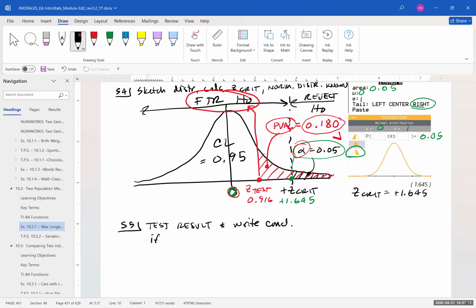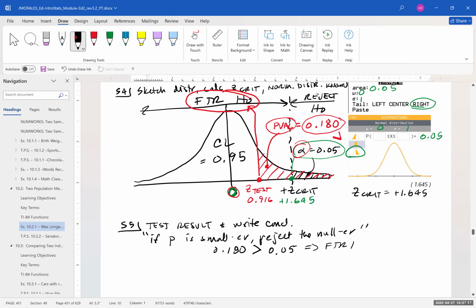And the rule is if p is smaller, then you reject the null. Okay, we got a p-value of 0.180. We have a significance level of 0.05. Okay, the p-value is definitely greater. So that means we're not going to reject the null. We're going to fail to reject the null.